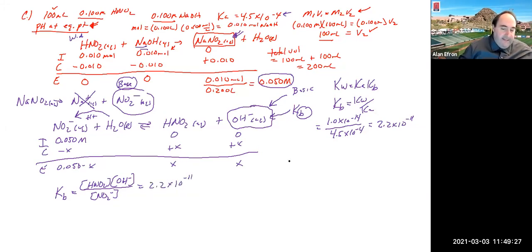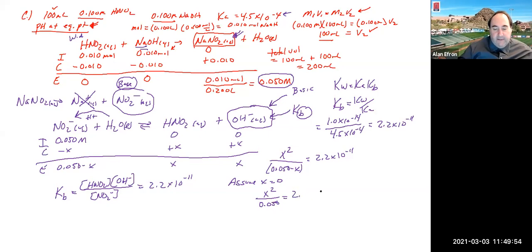Putting our x values in will give us x squared divided by 0.05 minus x, equaling our 2.2 times 10 to the minus 11. We might as well go for the assumption since that is to the minus 11, so that's fairly small. We're going to assume that x is equal to 0. That will get us x squared over 0.05 is equal to our 2.2 times 10 to the minus 11. And at this point, that will then get us, do a little square root action there.